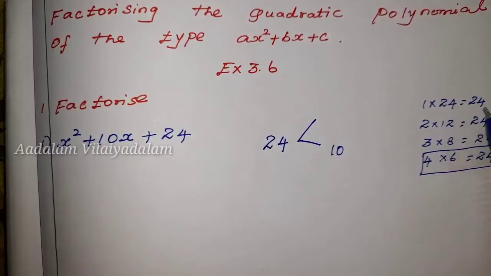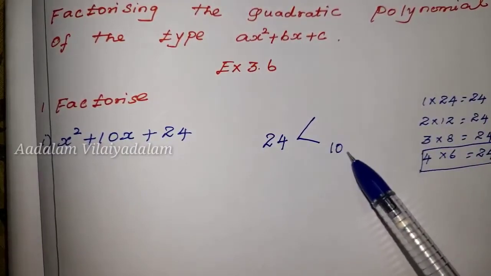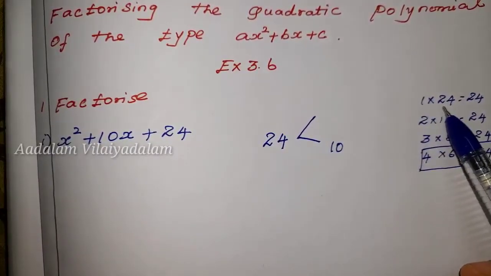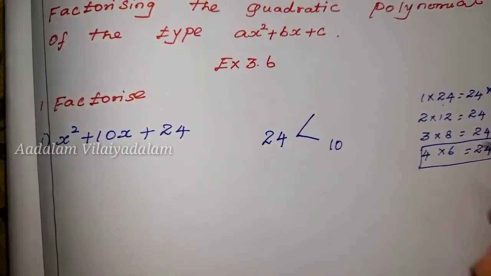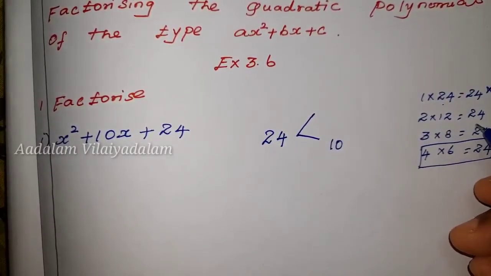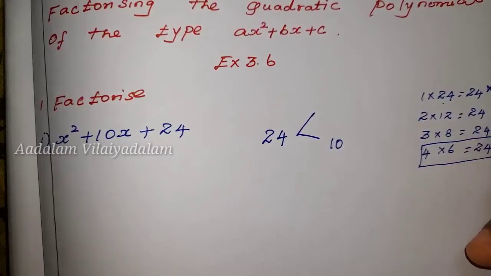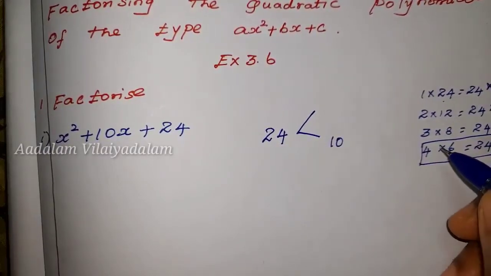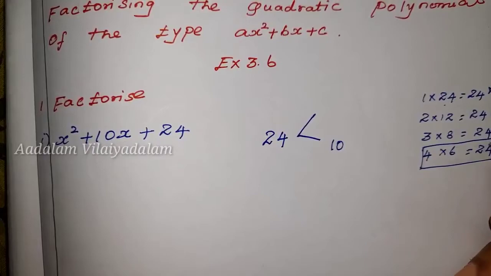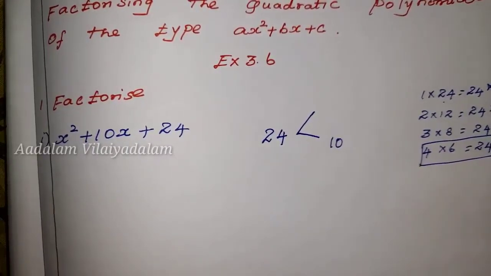1 times 24 is 24, but the sum should be 10. So 1 plus 24 is not possible. Second one, 2 times 12 is 24, but 2 plus 12 is 14. It's not possible. A third one, 3 times 8 is also 24, but 8 plus 3 is not possible. So this one also is wrong.